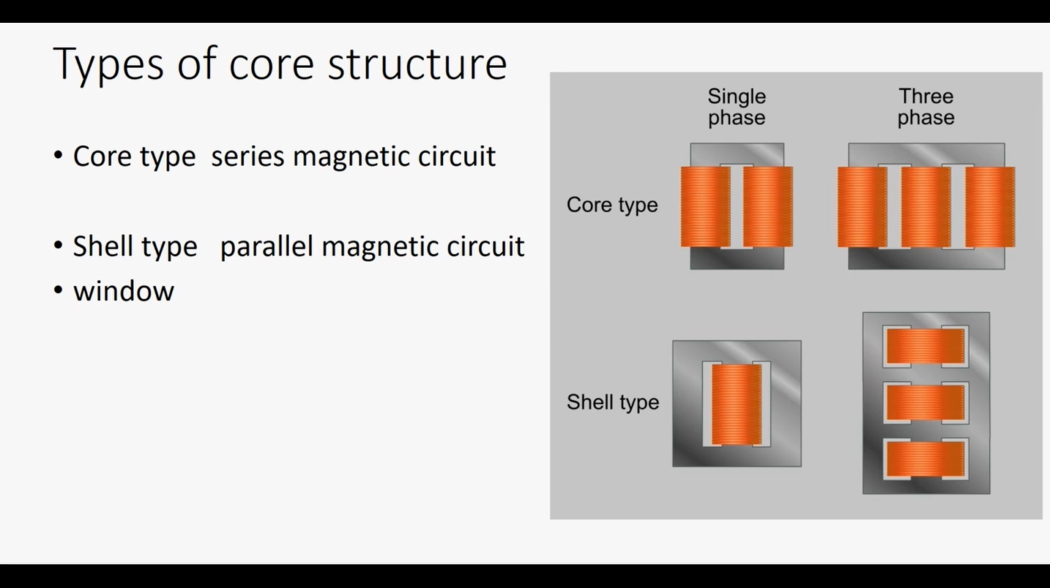So there can be many types of transformers. Generally, we can classify them as single phase and three phase, and this is based on the windings. Another is from the structural type: core type and shell type. In shell type, the core will cover the windings, and in core type the windings will cover the core. The significance is that core type is a series magnetic circuit, and shell type is a parallel magnetic circuit.